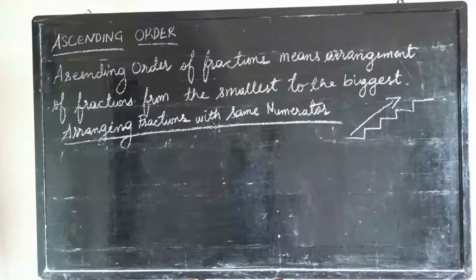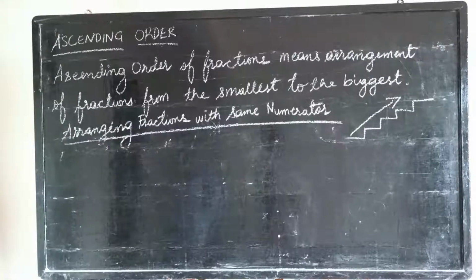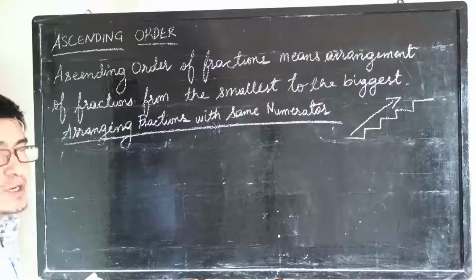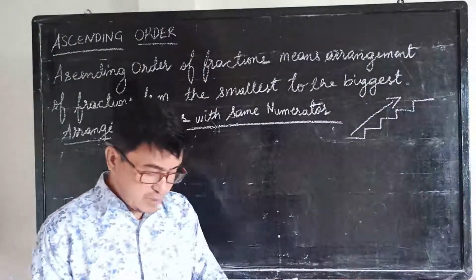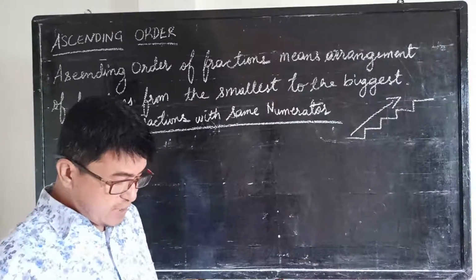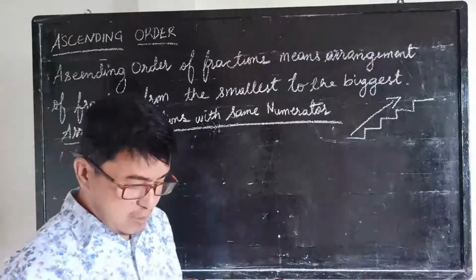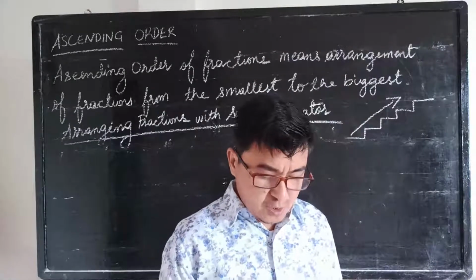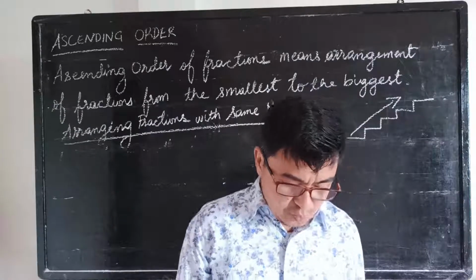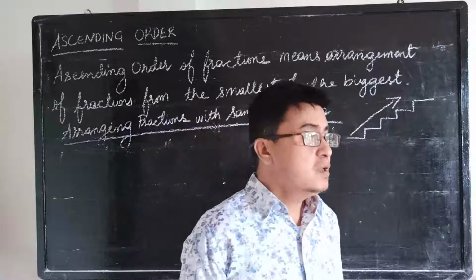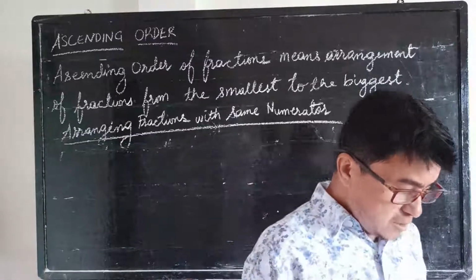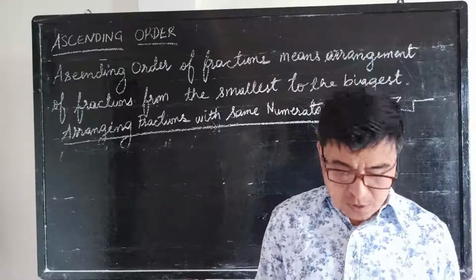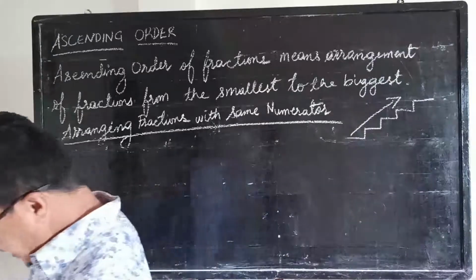Now next we come to arranging fractions with the same numerator. Previously we did the same denominator, now the same numerator. Now look at page number 91. When the numerators are equal in all the fractions, the fraction with the biggest denominator is the smallest fraction, and the fraction with the smallest denominator is the biggest fraction.